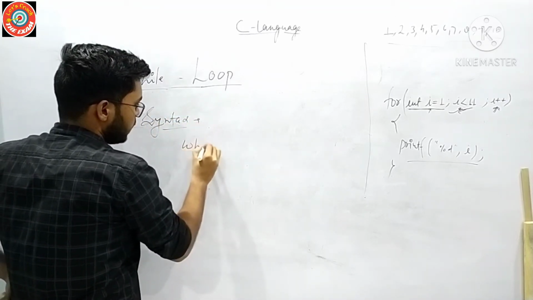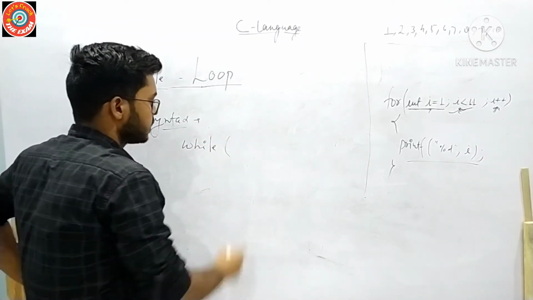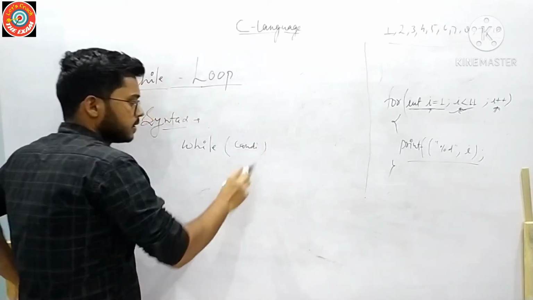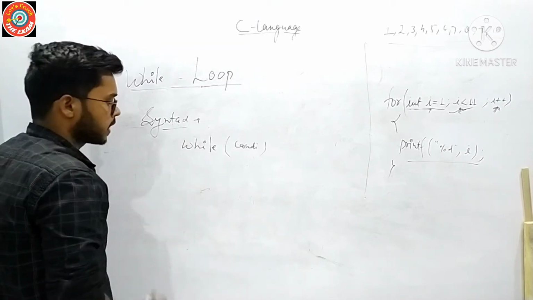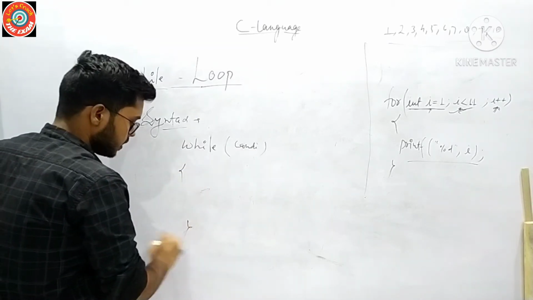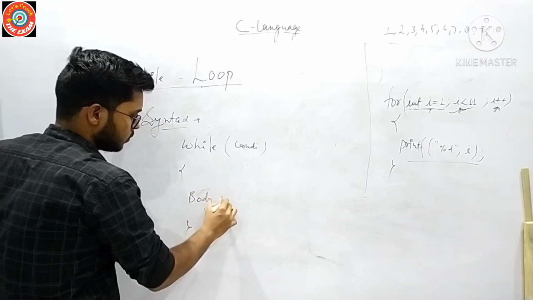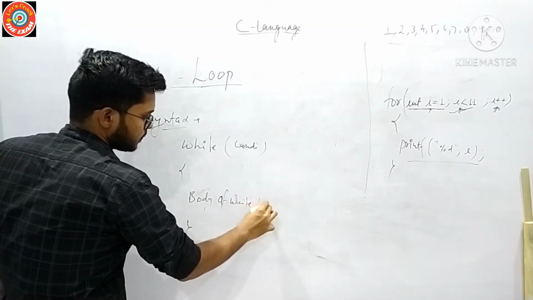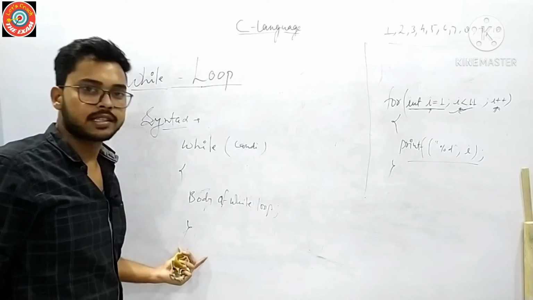simply we will write while, and then inside the small brackets we will write our condition, in which condition we want to run our loop. Then we will use curly brackets for writing the body of the while loop. This is the syntax for the while loop.